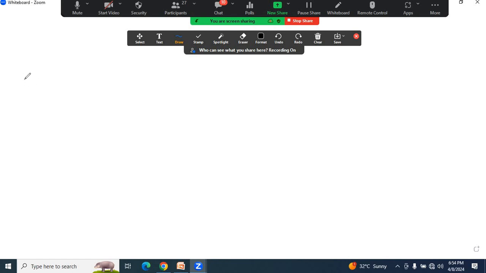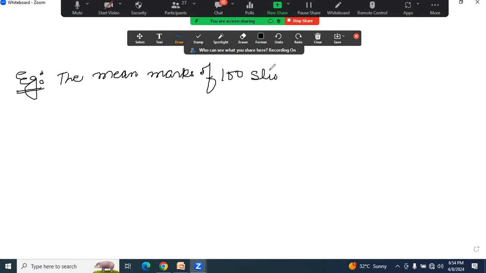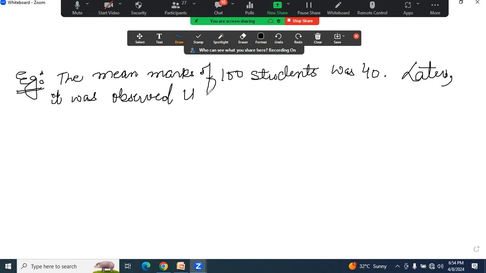Okay. Let's take one simple example, general example. The mean marks of, let us take 100 children, 100 students, was 40. Okay. Later what happened? Later it was observed that a score of 53 was misread.